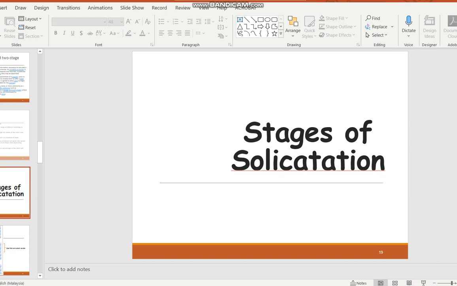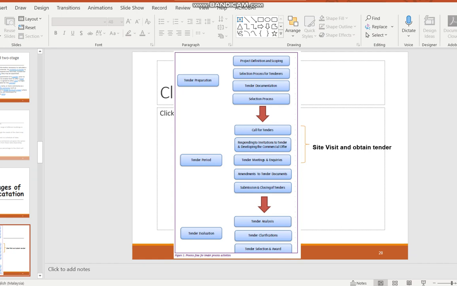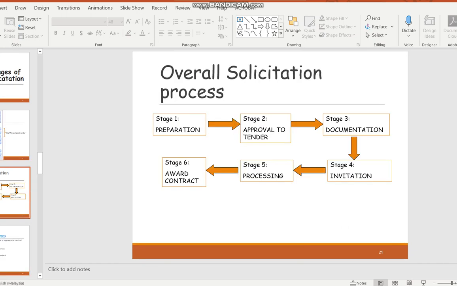Okay, now after we understand different types of tendering methods suited for different types of projects, different natures of projects, and then different types of agreements, different contracting methods that will suit different procurement strategies, we need to understand that when you're talking about solicitation and tendering, there are processes that you need to go through. Basically, you will have to go through the tender preparation period, tender period, and tender evaluation period, which is listed in this picture here, and we will speak about that as we move on.